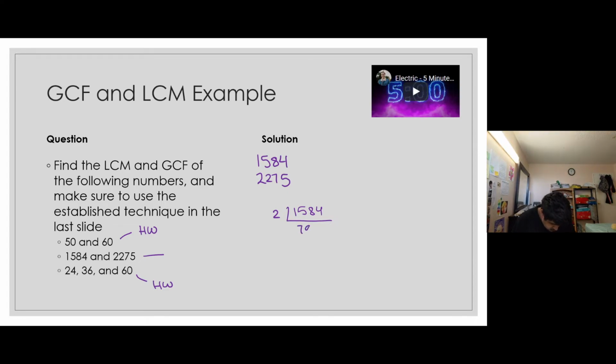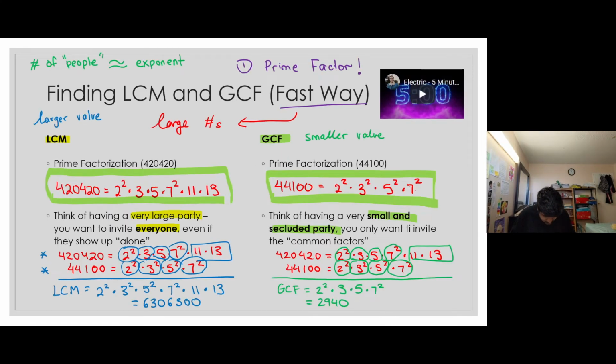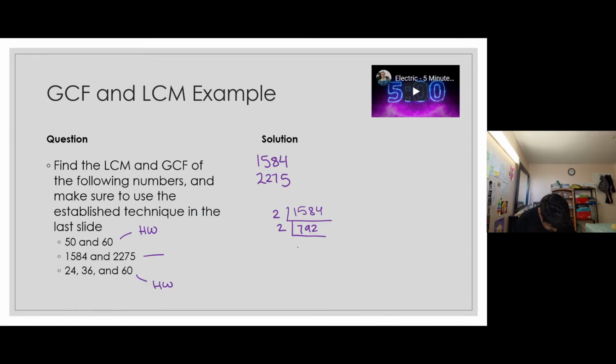That gives us 792, which incidentally is also divisible by 2, which gives us 396, which again is divisible by 2, which gives us 198, which again is divisible by 2, which gives us 99. And at this point, it's no longer even, so we switch over to doing 3. And we get 33. We can do it again. We get 11. And I guess we can do one more step where we put the 11 here, and that's a 1. And all these numbers to the left become our prime factors of 1584.